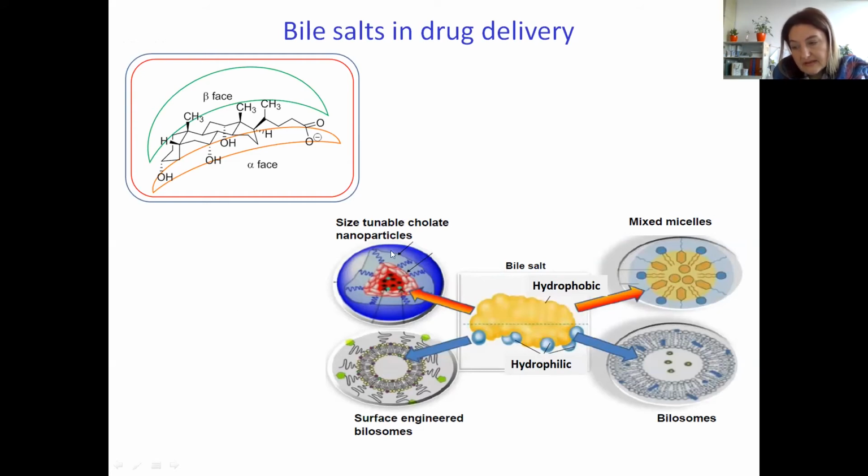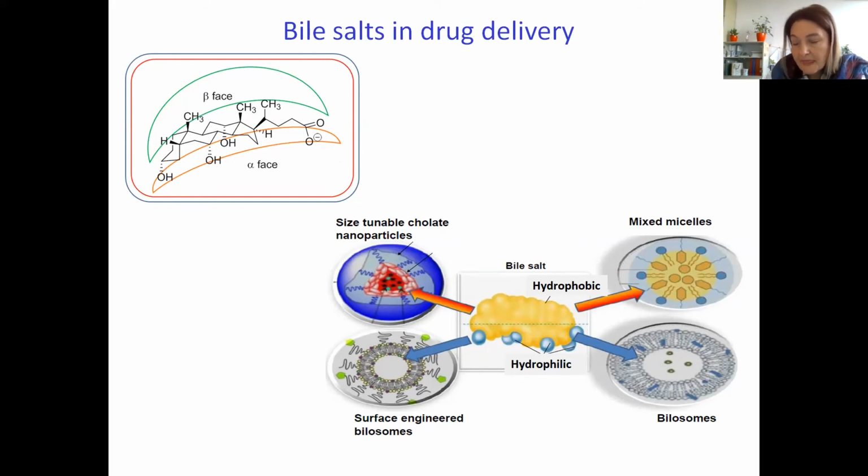Namely, there are many bile acid-based drug delivery systems, and some of them are mixed micelles, some of them bilesomes, or some nanoparticles. But all of these bile acid derived drug delivery systems are based on a special kind of amphiphilicity of bile acids. Namely, these bile acids are facially amphiphilic, with a convex beta face, which is hydrophobic thanks to this steroid scaffold, and an alpha face that is concave. It is highly hydrophilic, because of the present alpha-oriented hydroxyl functions, and the carboxyl function in side chain position 17.